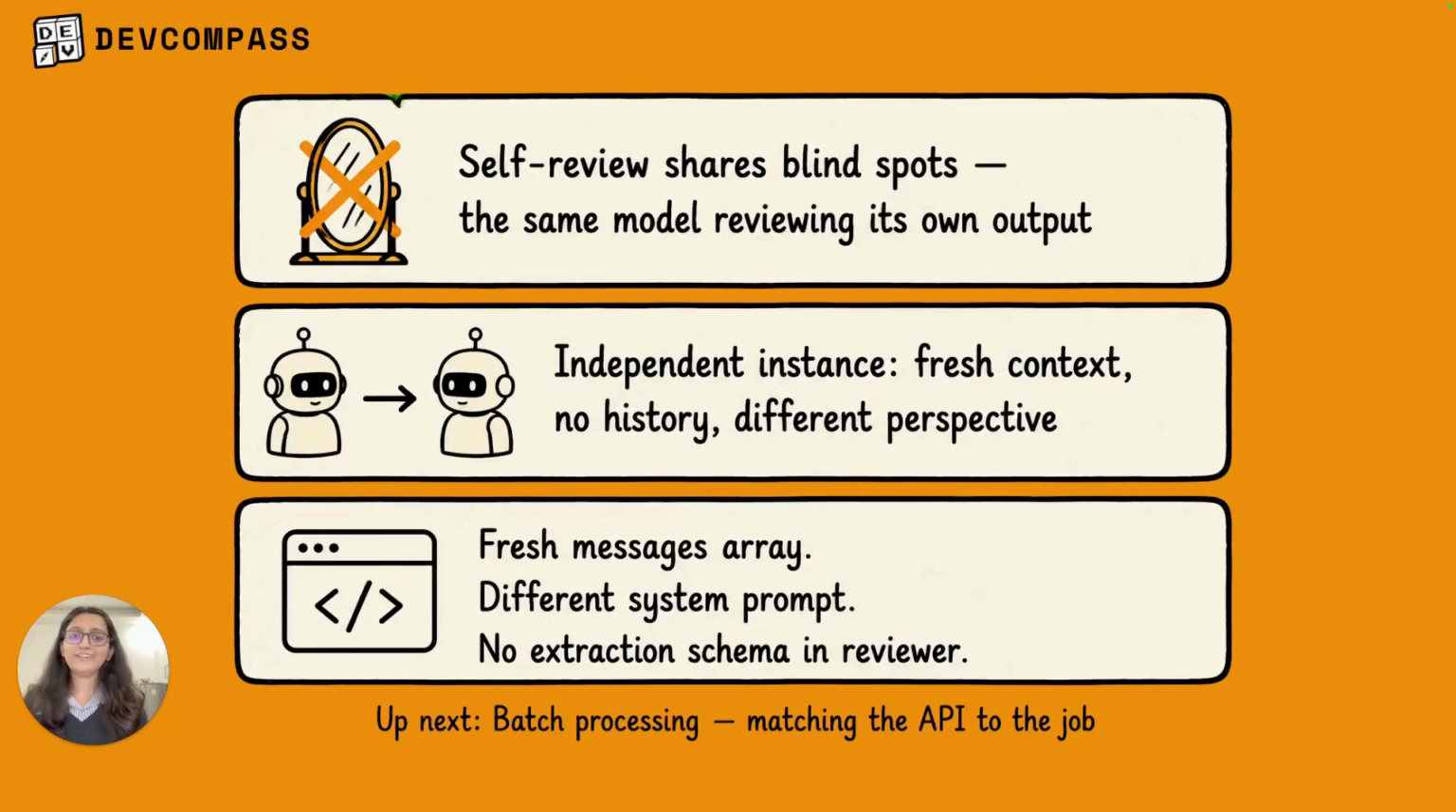The final video, the 13th video in stage 4, is about a different kind of scaling question. Not one ticket at a time, but thousands. And that is batch processing. Because we're talking about production level systems, and production level systems do not work on single users. So you need to know when to use the batch API, when to use real time, and how to match the API to the job.